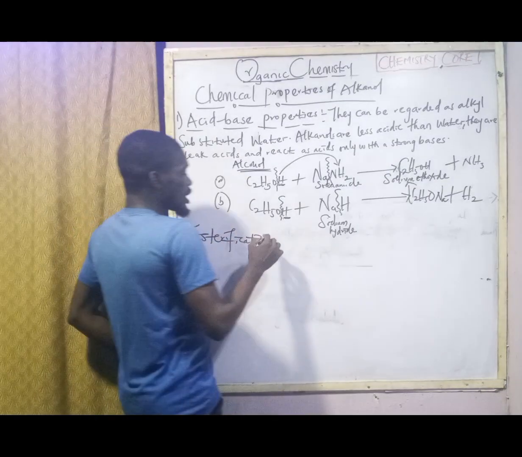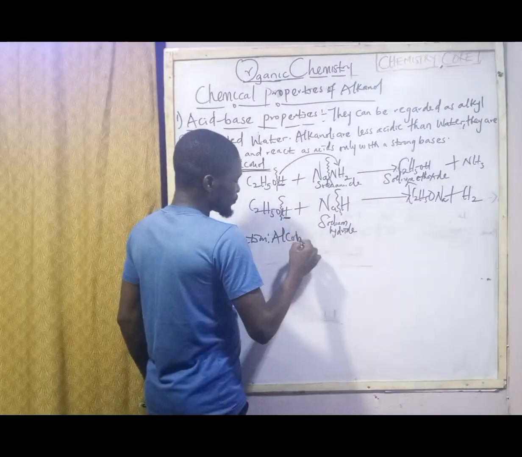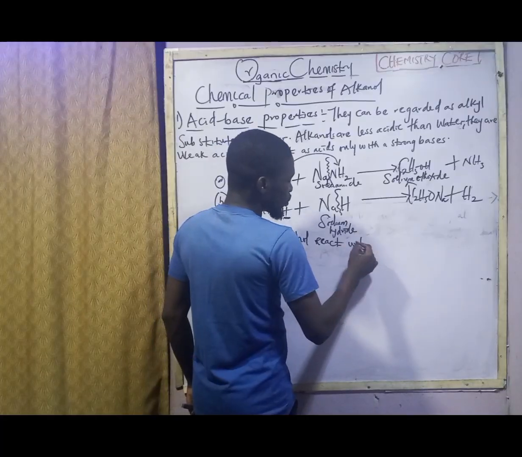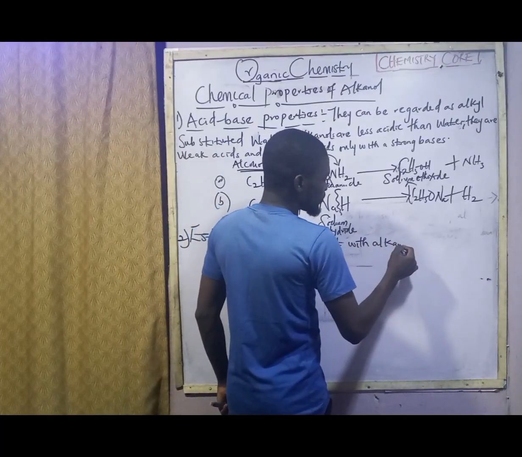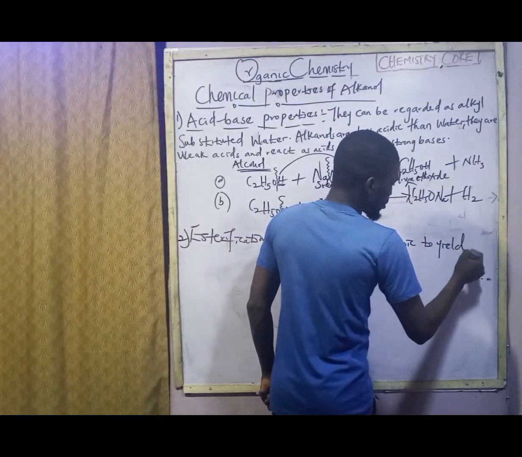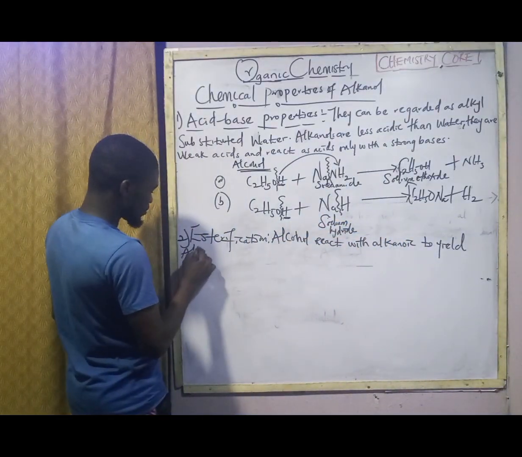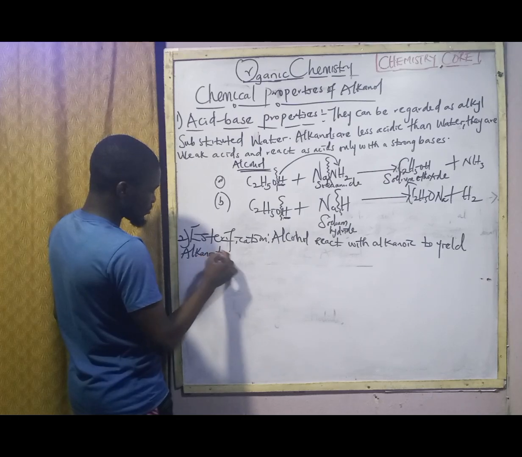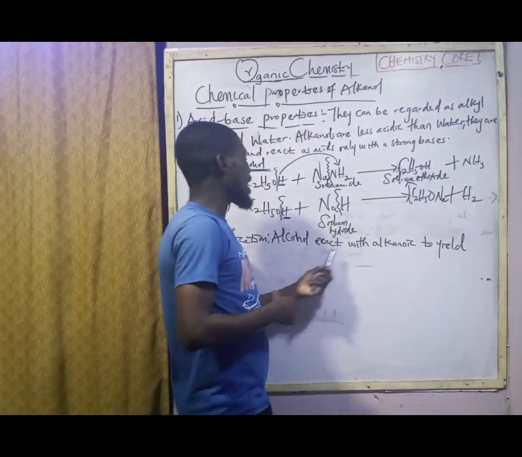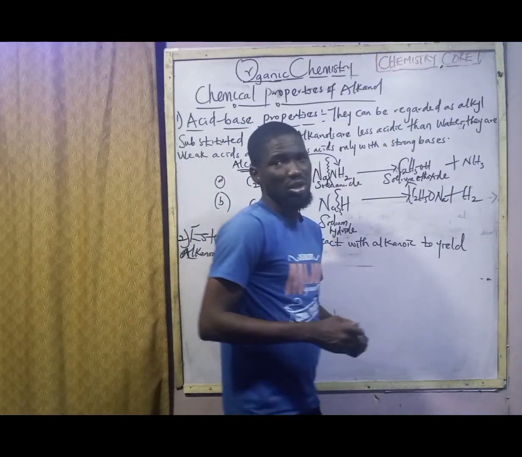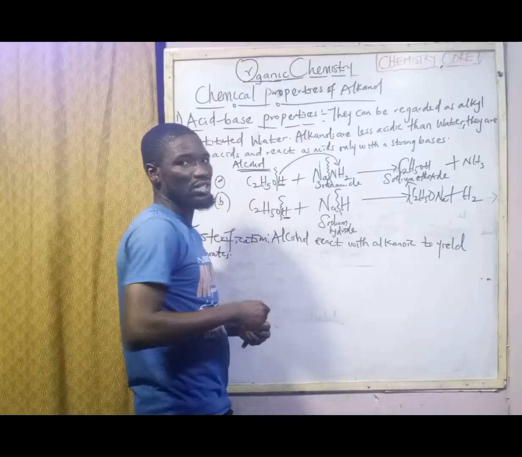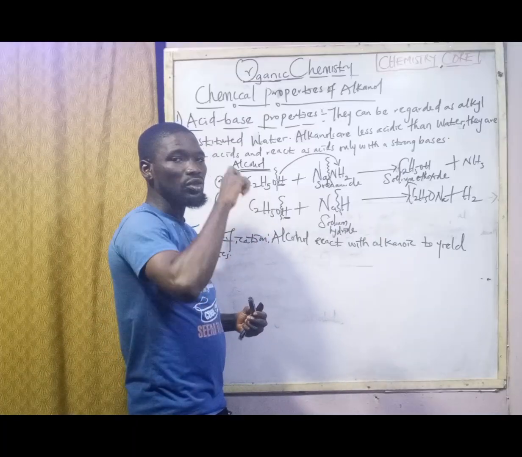Esterification: alcohol reacts with alkanoic acid to yield alkanoates. And if the alcohol reacts with alkanoic acid to yield alkanoates, there is a particular strong acid that will act as a catalyst.